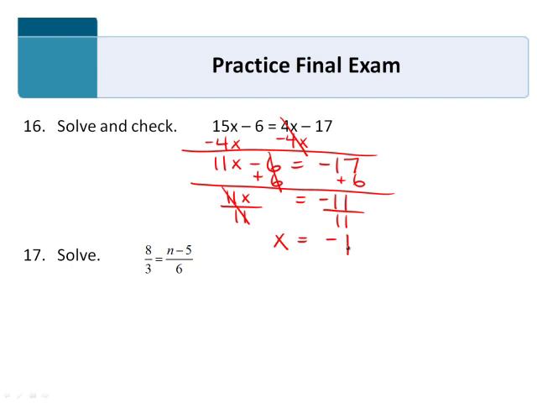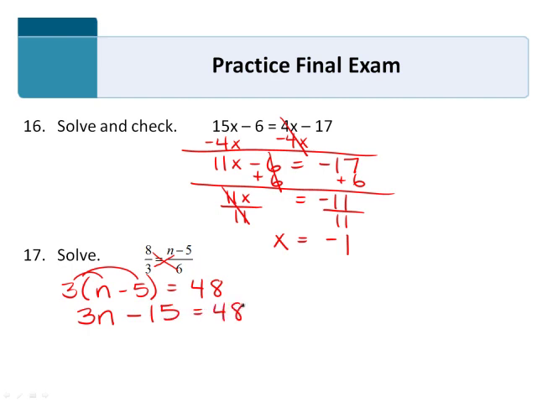Alright, number 17 is a proportion. So remember, with a proportion, you have to cross multiply. Okay, so we're going to have 3 times in parentheses n minus 5 equals 8 times 6, which would be 48. That's what you get on the other side. So now we need to distribute the 3. So that would be 3n, and 3 times negative 5 would be negative 15 equals 48.